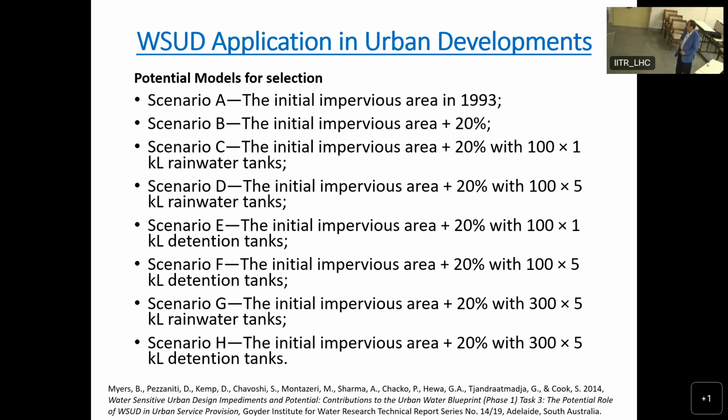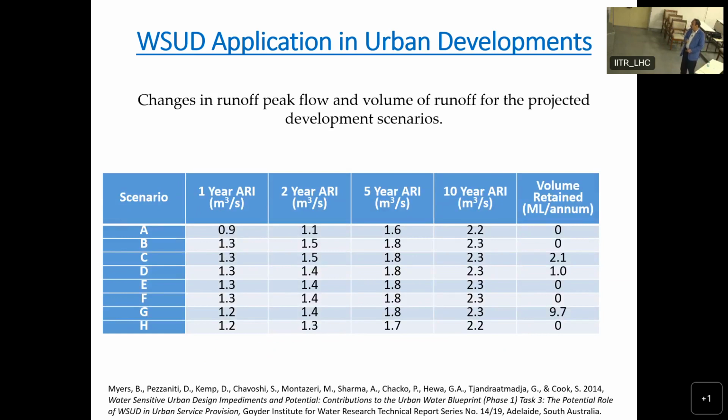And then we start putting rainwater tanks of different sizes to understand what impact it is going to have on the stormwater flow in the pipes. So what we found was that for 1 year ARI to, I think, a 10-year ARI, what we looked at was that initially, based on the 1993 development level, the 1 year ARI was 0.9 meter cube per second, and which increased over time.